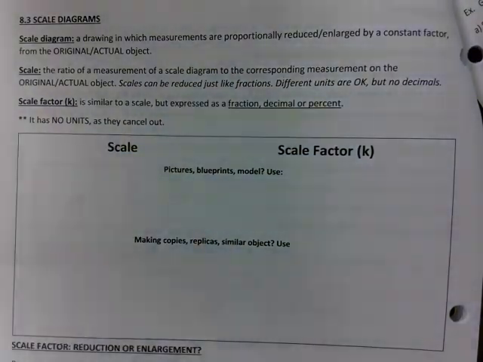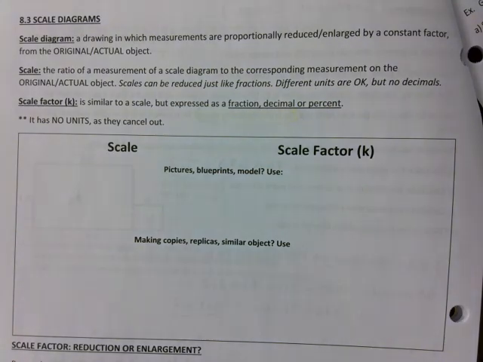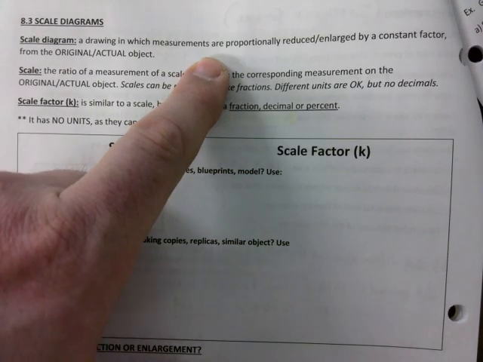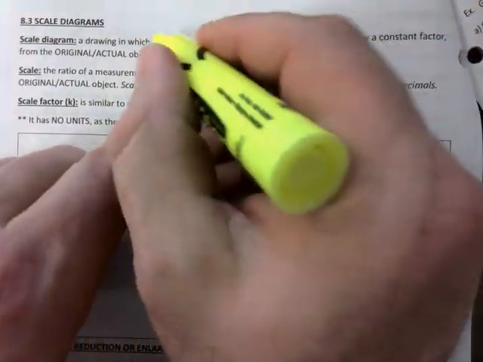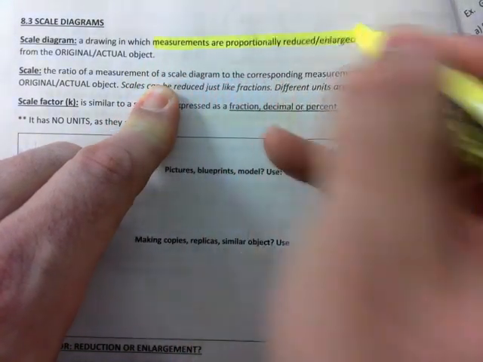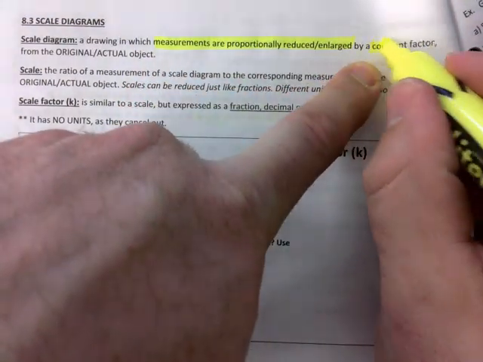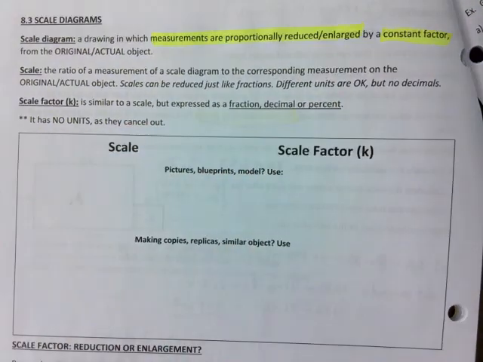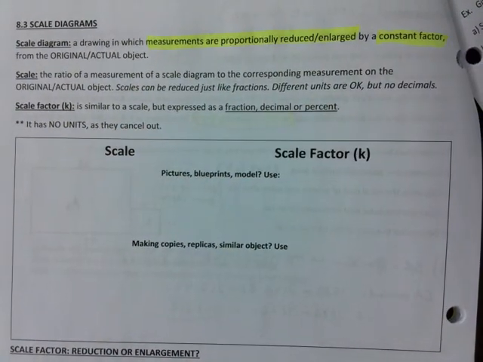So scale diagrams. Some definitions here. A scale diagram is a drawing in which measurements are proportionally reduced or enlarged by a constant factor. That's always something that you need to remember. Everything will be affected by the same amount.